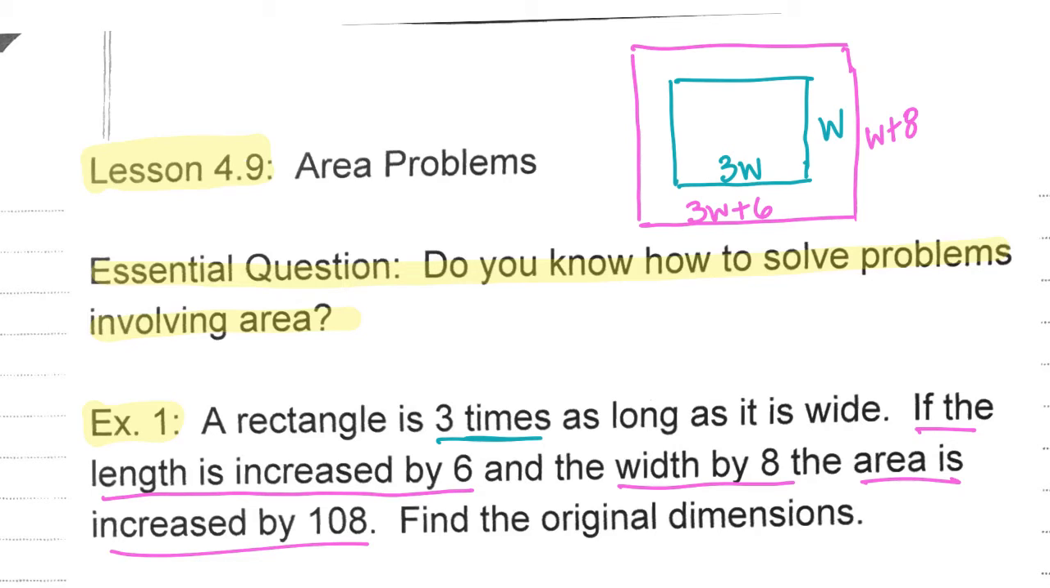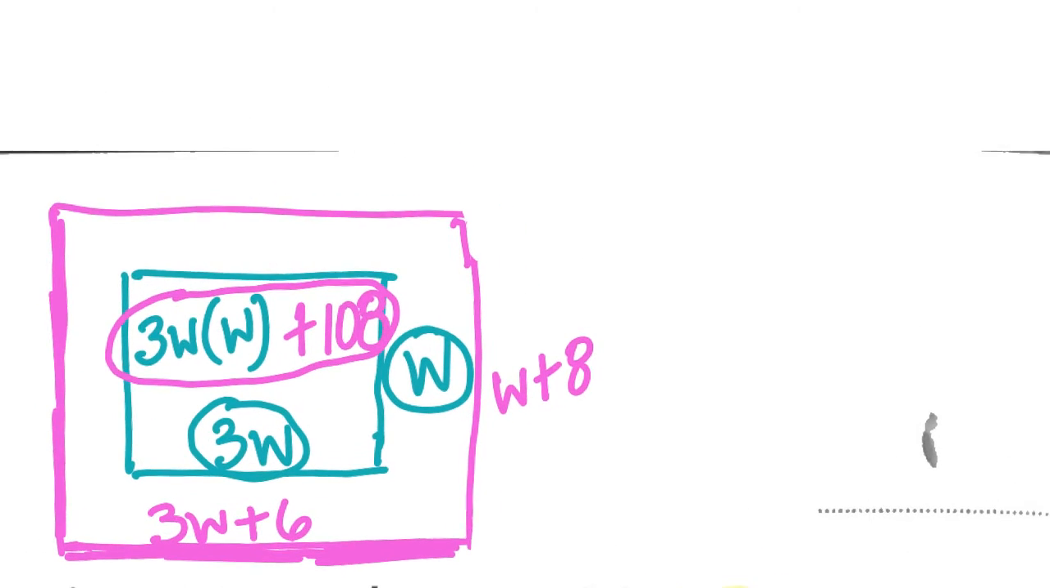Well, I didn't find the area. I know the area is length times width. So if I take the length, 3W, times the width, which is W, that's going to be the first area. But notice it says that this rectangle, when it's increased by 6 and increased by 8, the area is increased by 108. So remember, the pink rectangle that I'm darkening right now is going to have an area of 3W squared plus 108. So let's go ahead and make an equation.